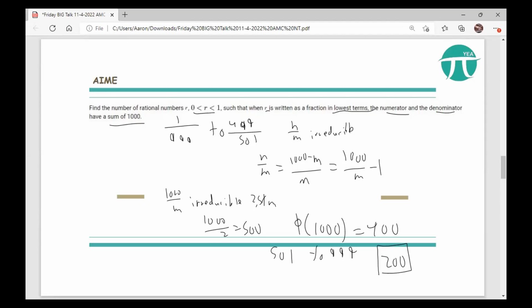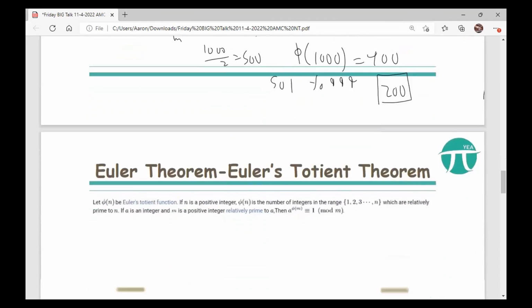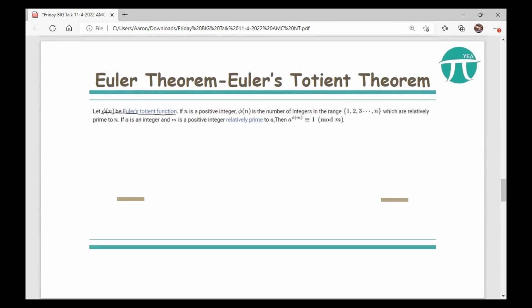And yeah, so now I'll be going on to explain Euler's totient theorem. Then a to the power of phi of m is congruent to 1 mod m for any m, as long as m is relatively prime to a.